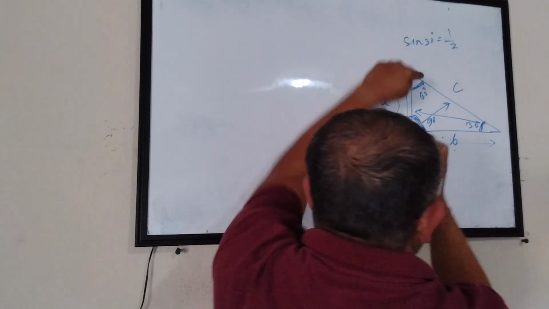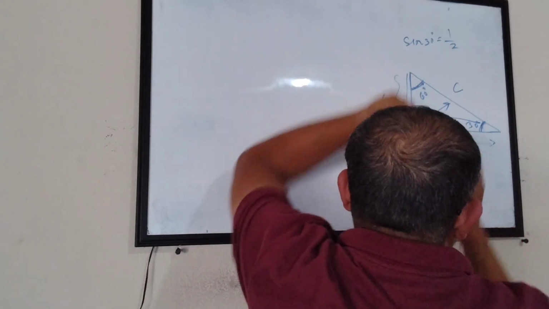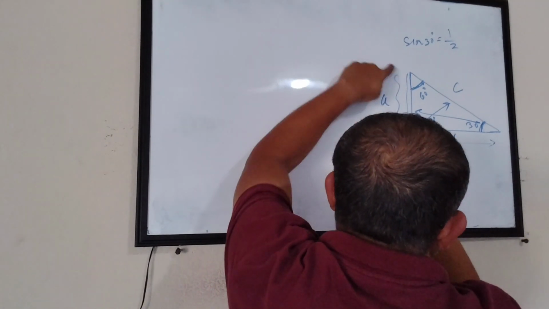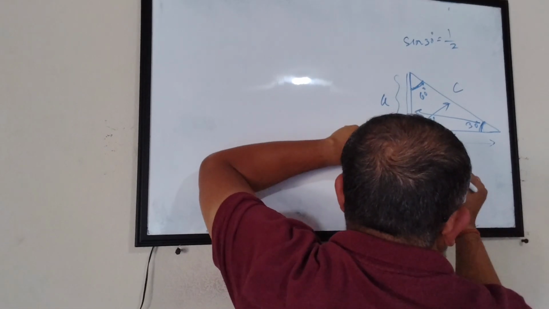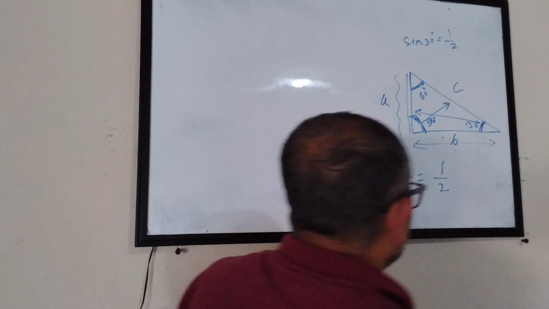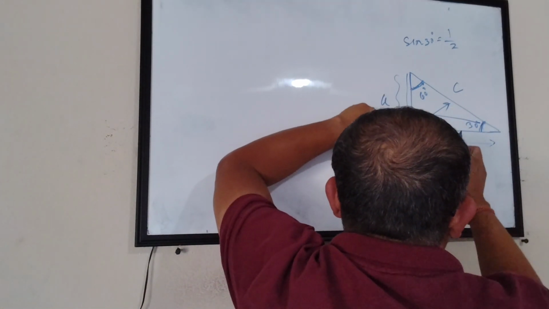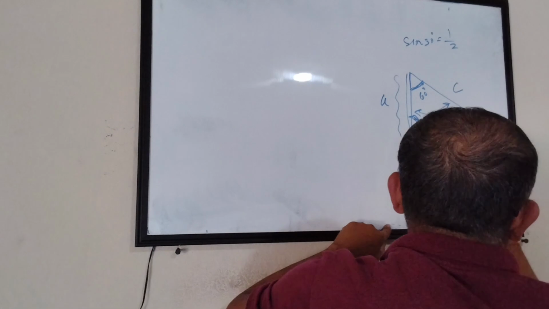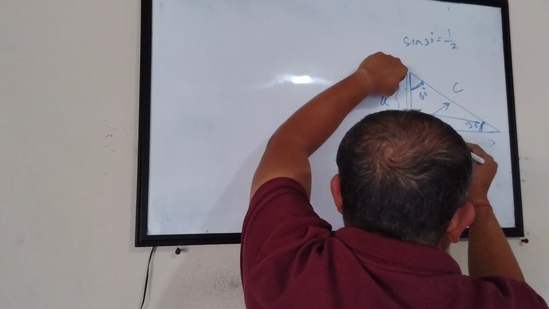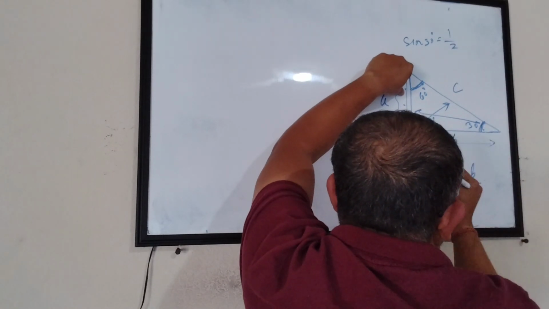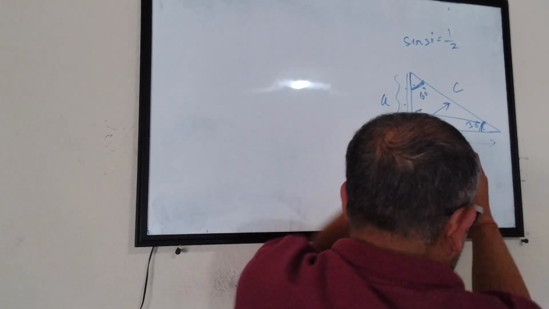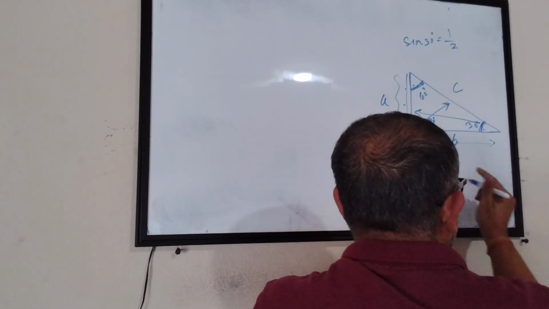That means the side opposite to this and the side opposite to this have a relationship, meaning A is half of B. So A by B will be 1 by 2. Or if I say B by C will be, okay, I'll not say half, 1 by 2. So the angle opposite to A is 30 degree, the angle opposite to B is 60 degree. So this is the same proportion. So that is how it becomes 1 by 2.